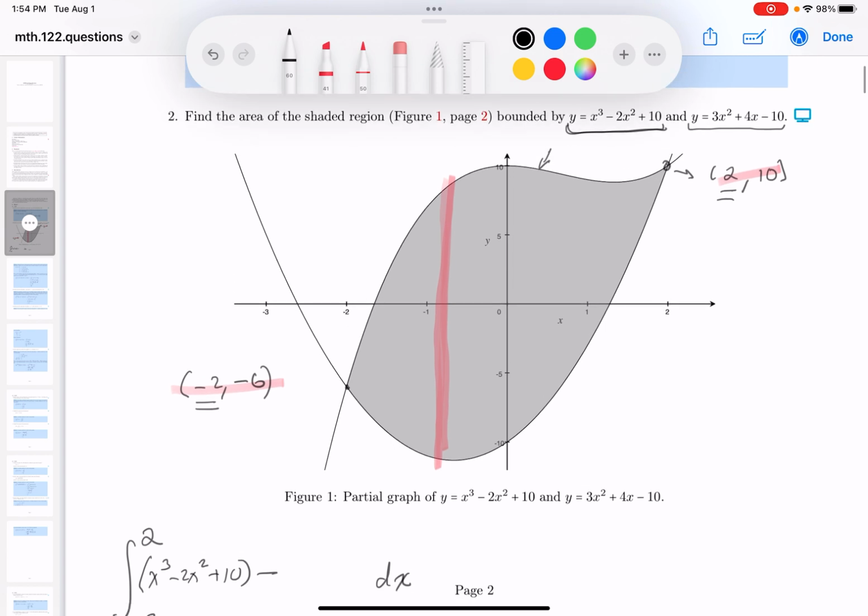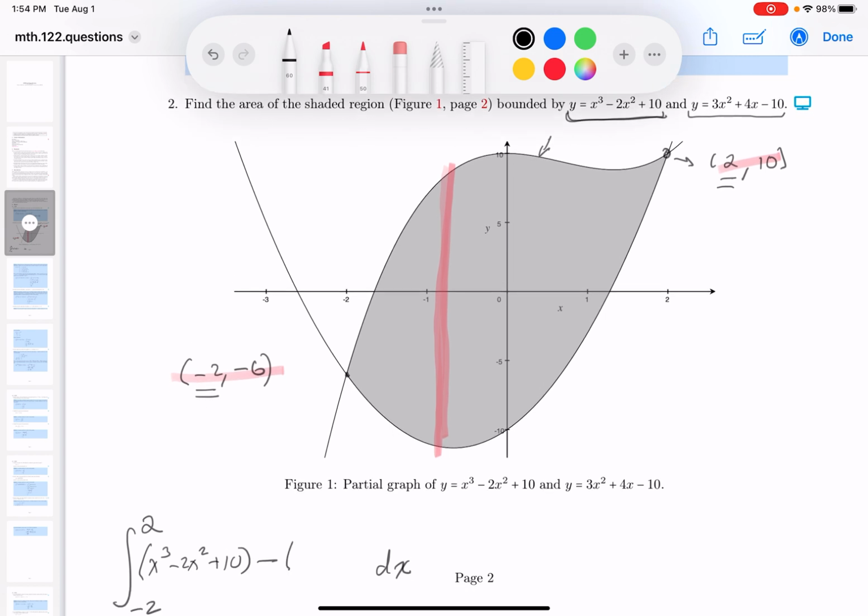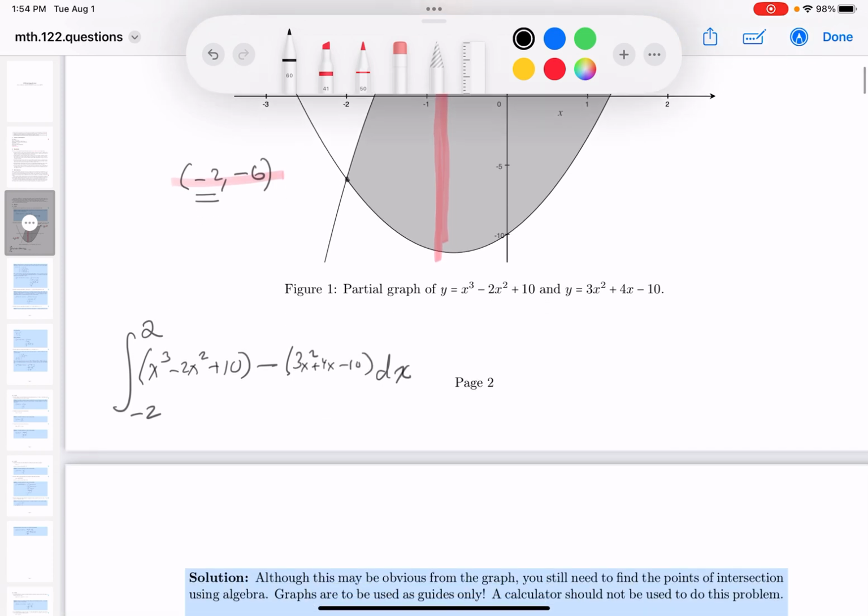X cubed minus 2. Yeah, I did it right. The lower curve is, let's see, 3x squared plus 4x, and then a minus 10. Right, now I got to do that integration. It doesn't look bad as it stands. I mean, his numbers really aren't that bad.